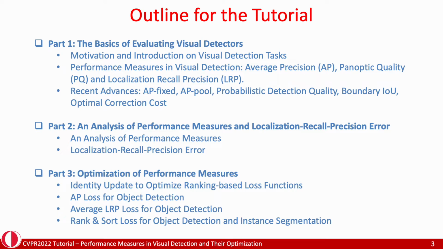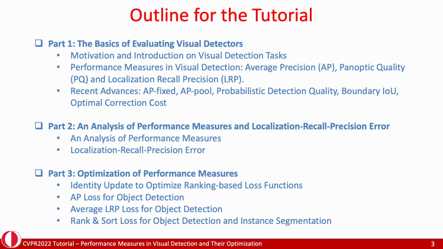In the final part, we will talk about the optimization of performance measures. We will draw your attention to an often overlooked fact, which is the discrepancy between the training objective and evaluation measure in visual detection. A typical example of this discrepancy would be an object detector which uses some sort of cross entropy loss and L1 loss as training objectives, but its performance is evaluated by average precision. These objectives are obviously not the same.